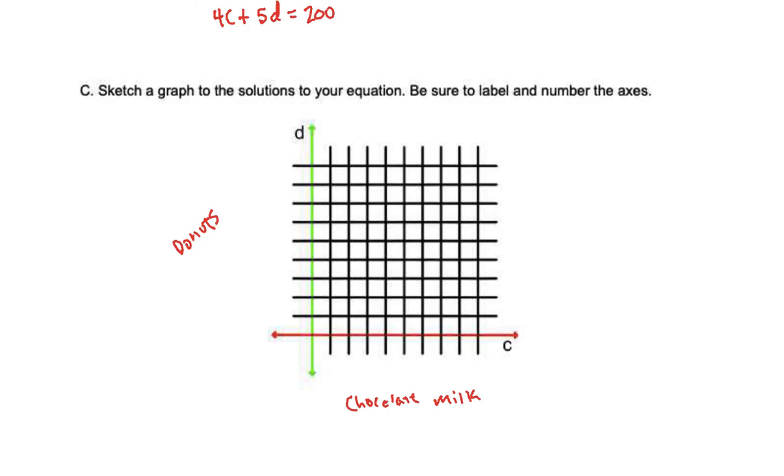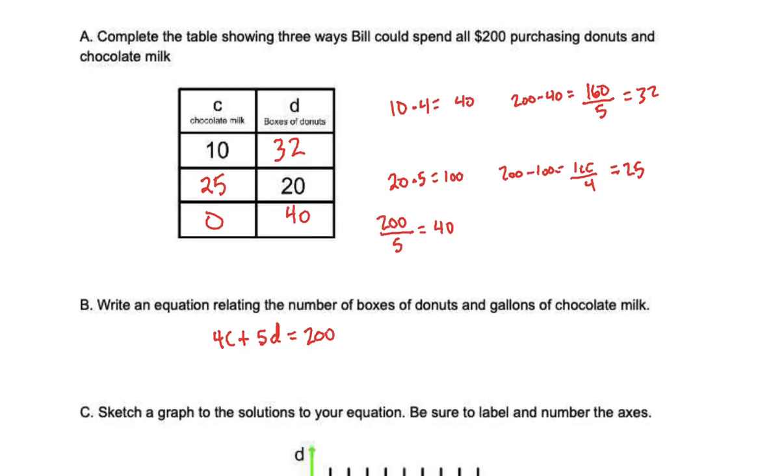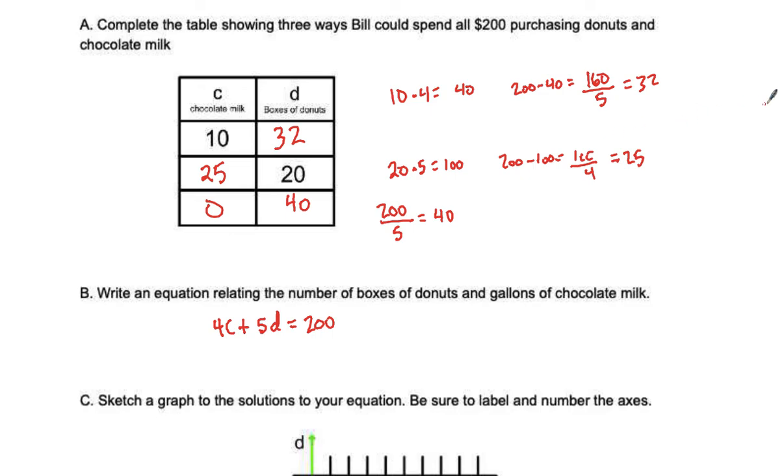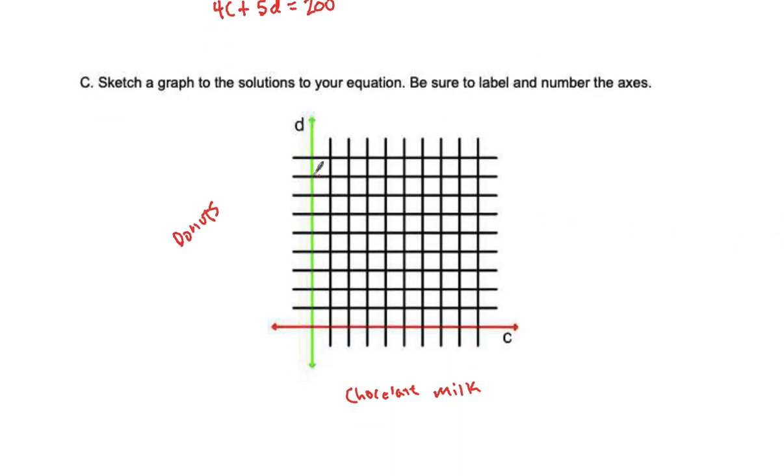So looking at my table, I know that for donuts, the highest number of donuts I have to get to is 40, right? And if I buy 0 chocolate milk, I need 40 donuts. So I can number this axis pretty quick here. I can go by fives. 5, 10, 15, 20, 25, 30, 35, 40. Okay. So I know that at 0 chocolate milk, I need 40 boxes of donuts.